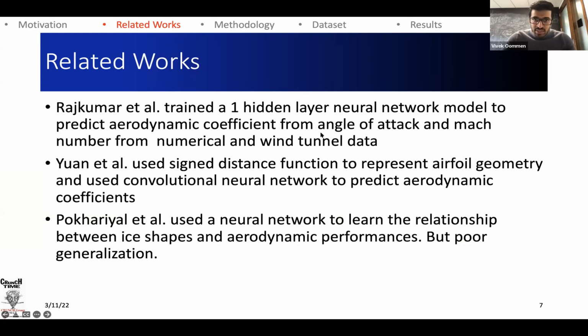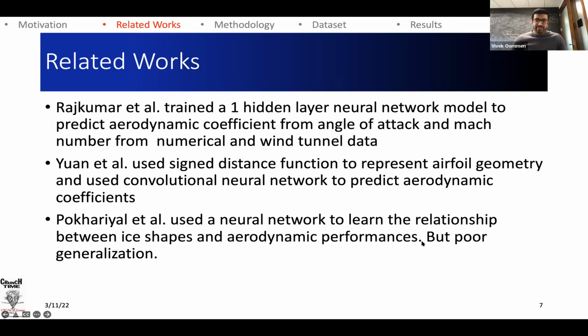Other related works include Rajkumar et al., who used a one hidden layer neural network to predict aerodynamic coefficients as a function of angle of attack and Mach number. Then there have been works where airfoil geometry was represented using the signed distance function, and a CNN was used to predict the aerodynamic coefficients. And there are works where a neural network was used to directly learn the relationship between ice shapes and aerodynamic performance.